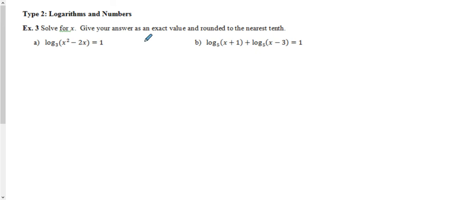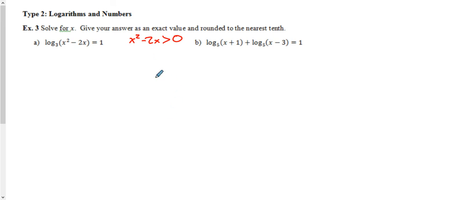So I'm going to just do it off to the side here. My restriction is going to be x squared minus 2x, because that's my only variable there. I know that my x squared minus 2x has to be greater than 0, because you can't take the log of a negative value. So it has to be greater than 0, just not equal to. It has to be greater than 0.